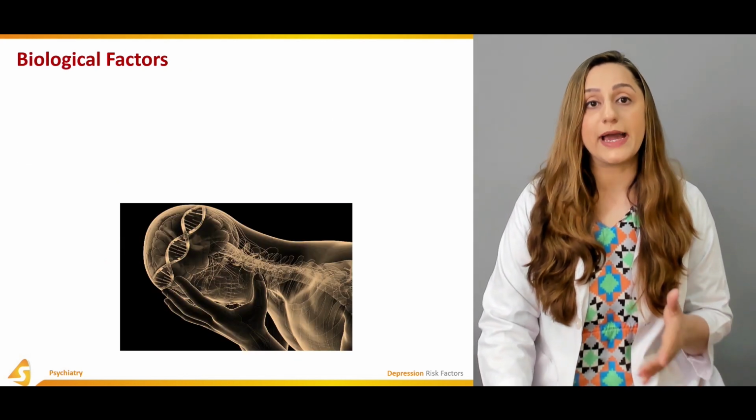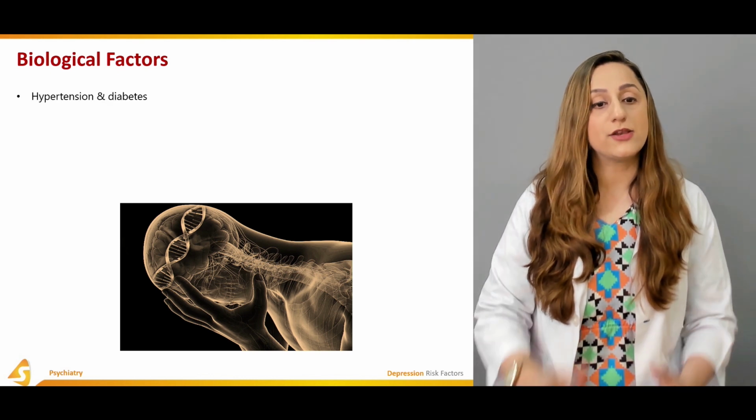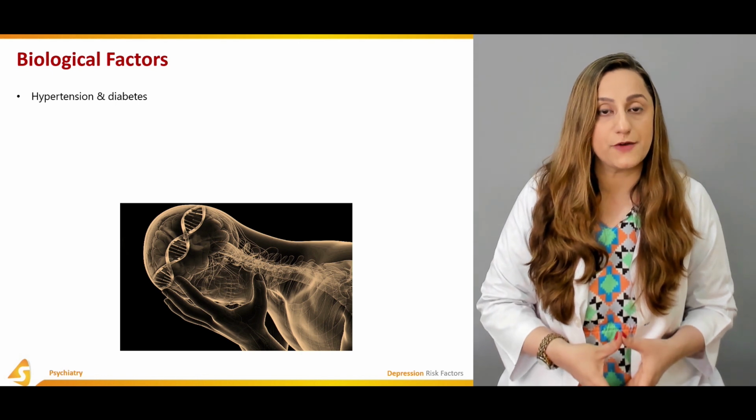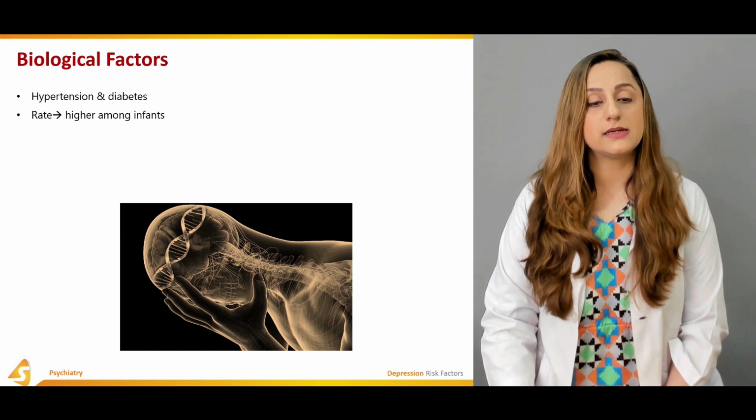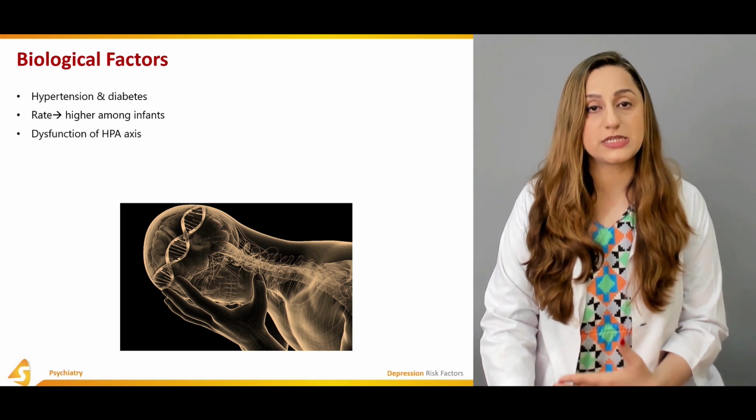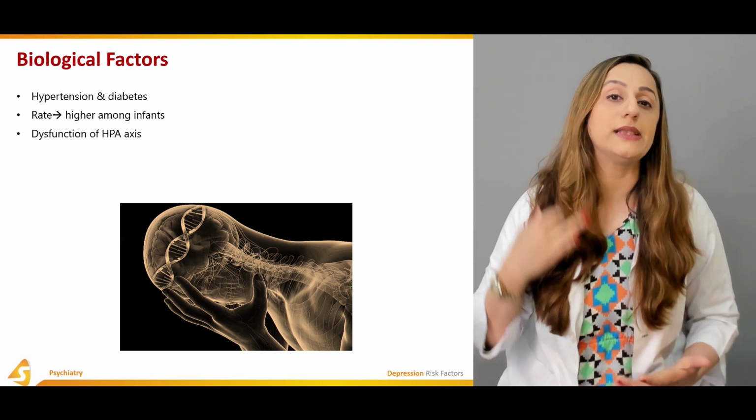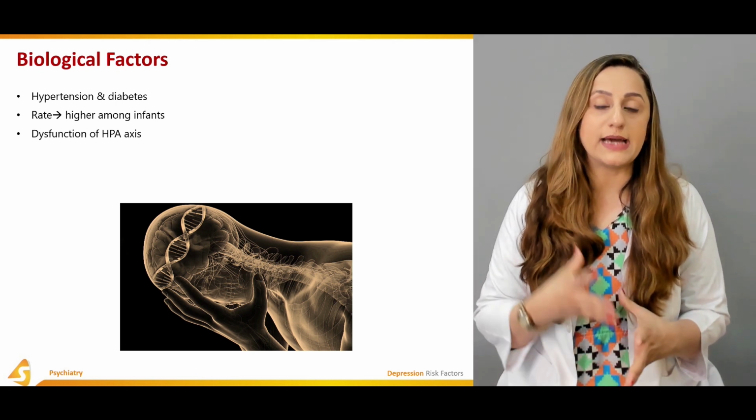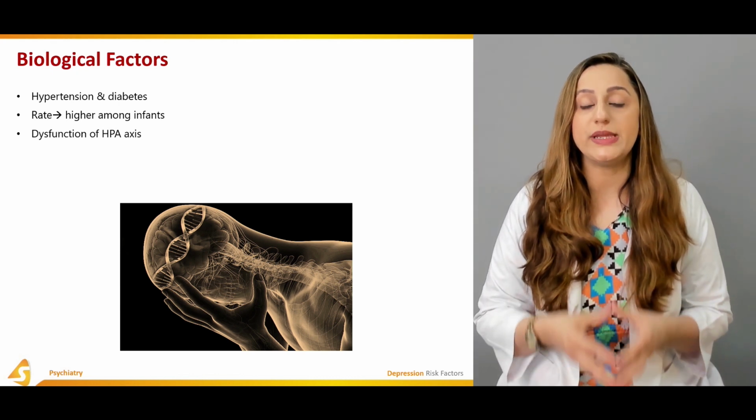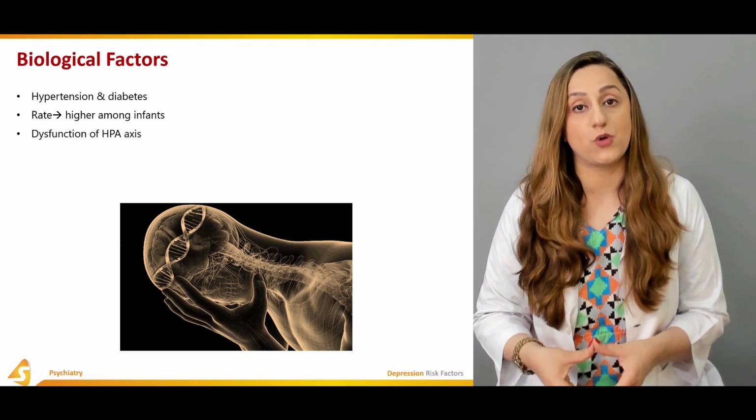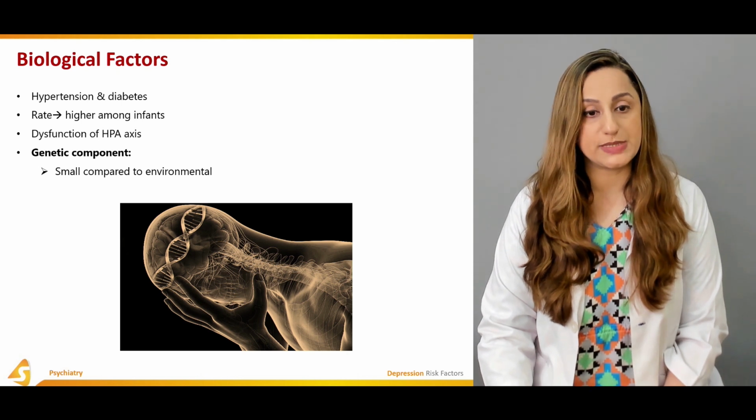Then there are a lot of biological factors that come into play when we talk about depression. The biological factors can be that the person is suffering from diabetes, or he's suffering from hypertension, and it is higher in infants. If it is type 1 diabetes, or he's suffering from diabetes from childhood, he's going to suffer from a depressive episode. Then the dysfunction of the hypothalamic-pituitary-adrenal axis is again a very important cause of depression. The genetic components are going to be seen and looked for.